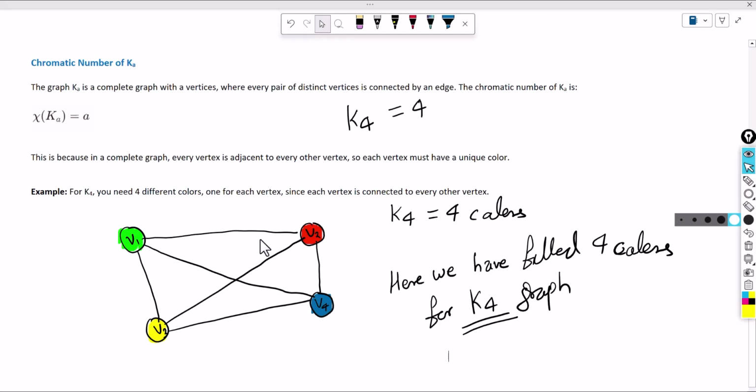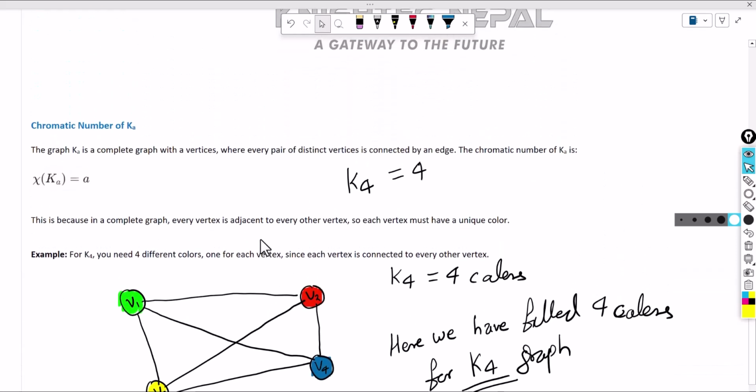So in the exam you also need to construct this to get full marks.